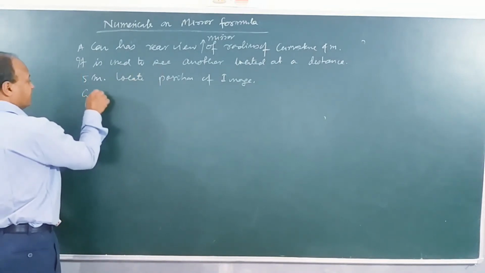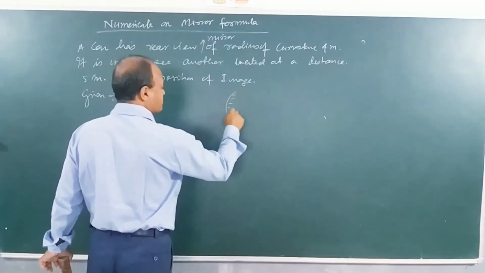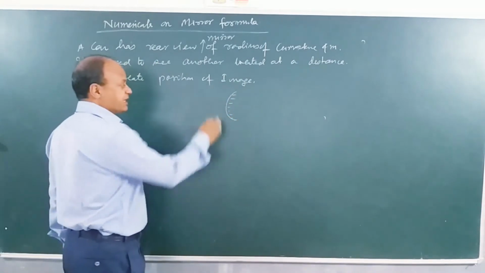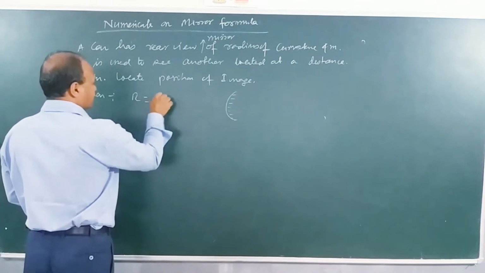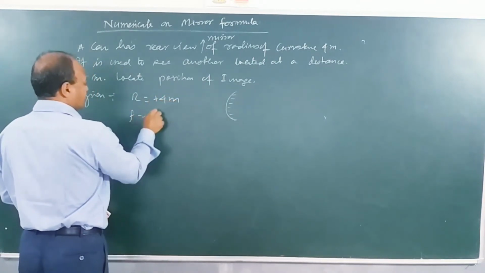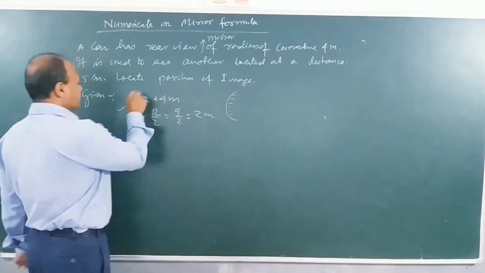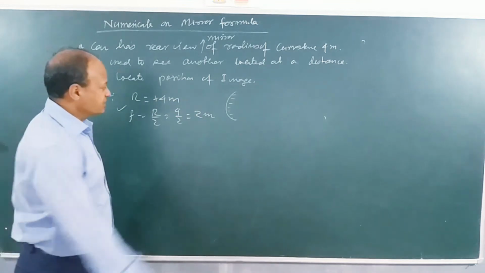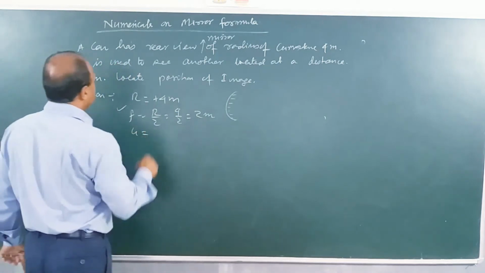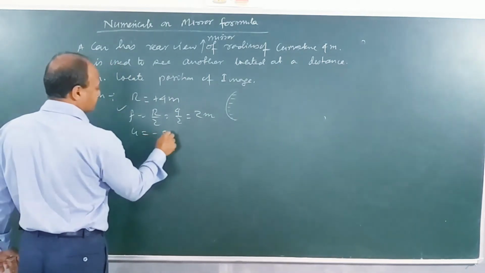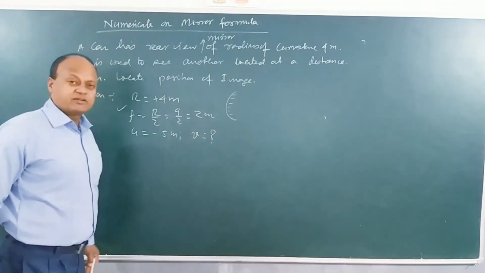So we will be writing the details which are given. What is given? This is a convex mirror. So you very well know its radius is on the right side, positive. R equals 4 meter. So f will be R by 2, 4 by 2 is equal to 2 meter. So we calculated the focal length of the mirror, which is 2 meter. u is on the left, so it is always negative. u is given as 5 meter, so it will be minus 5. And I have to find v, location of the image.